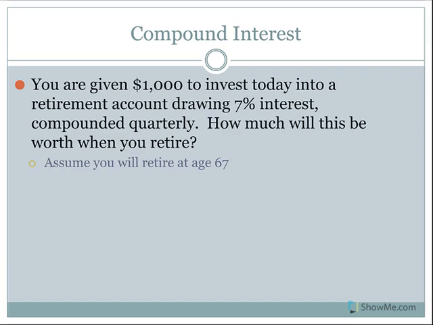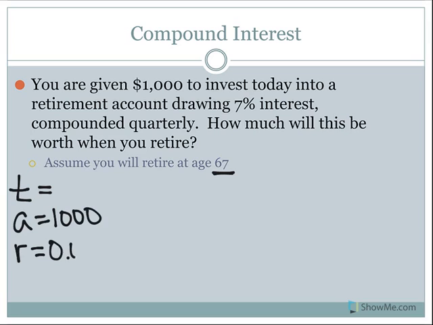All right, we'll look at one last example here. Here it says you're given $1,000 to invest in your retirement account, drawing 7% interest, compounded quarterly. How much will this be worth when you retire? So we're assuming you're going to retire at age 67. So you need to figure out how many years until you turn 67. We're given an A of 1,000. We're given an interest rate of 7%, so 0.07. And then N is quarterly. Quarterly is 4 times per year. So go ahead and pause your video and try this one on your own.